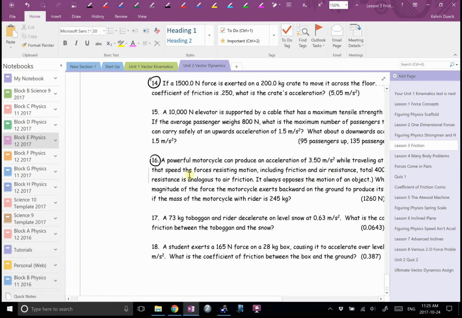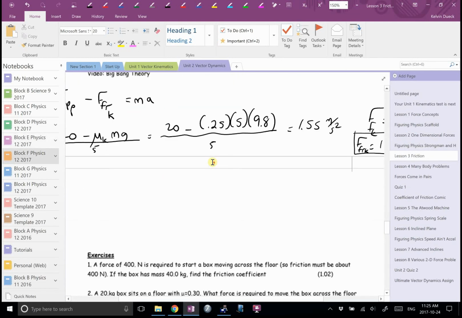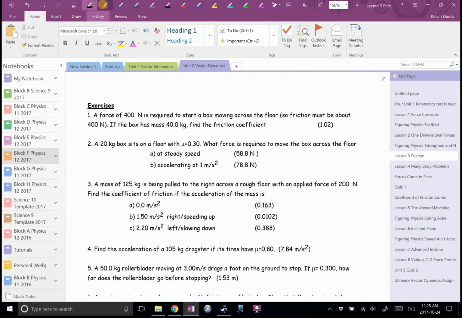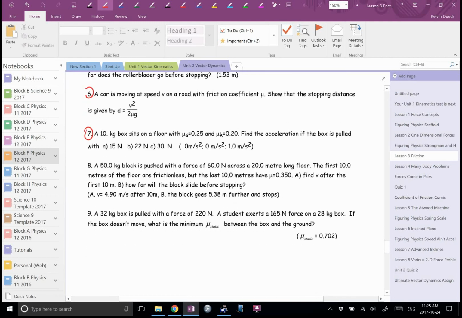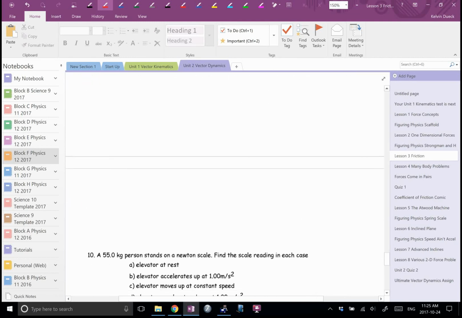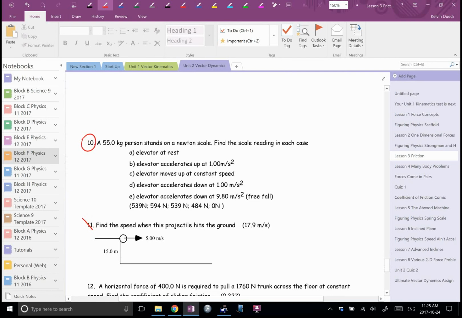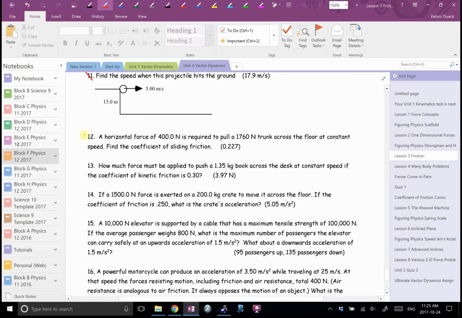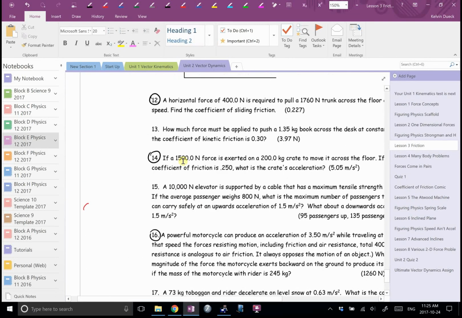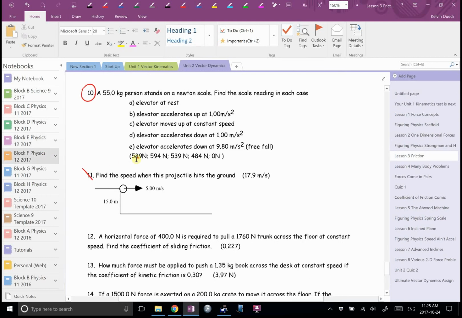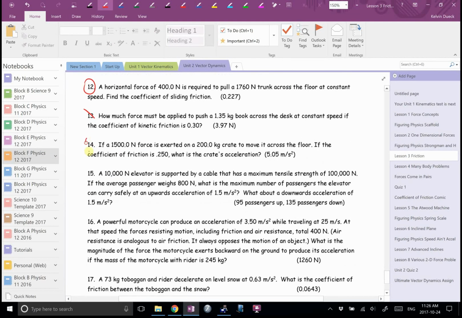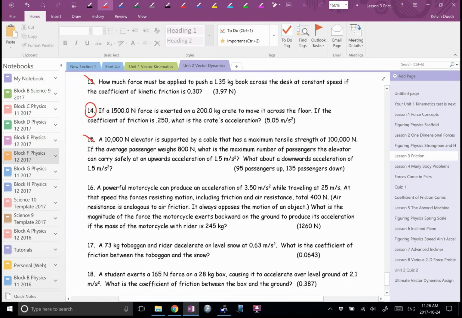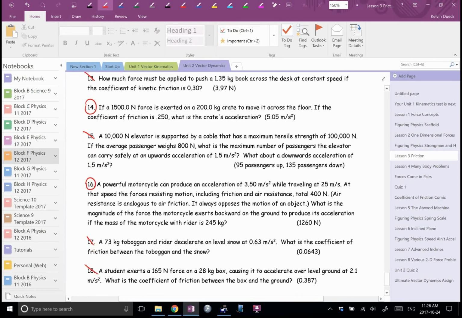So let me add that to my sheet here. What did I assign? I assigned 1, 2, 3, 4, 5, 6, 7. I skipped 8. 9 I did. I assigned 10. I skipped 11. I assigned 12. I skipped 13. I assigned 14. I skipped 15. I assigned 16. I skipped 17 and 18.